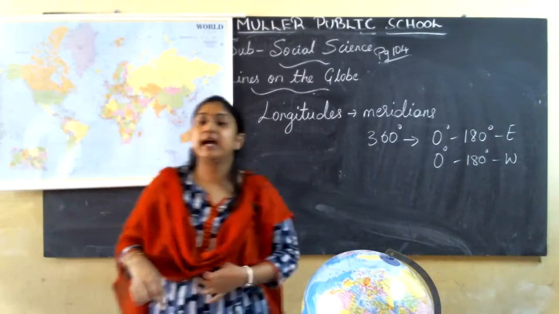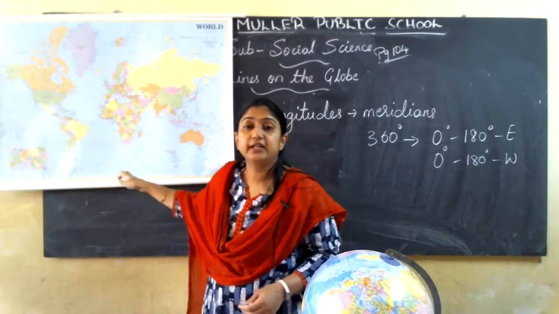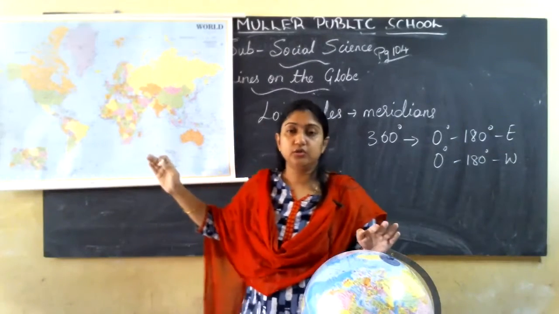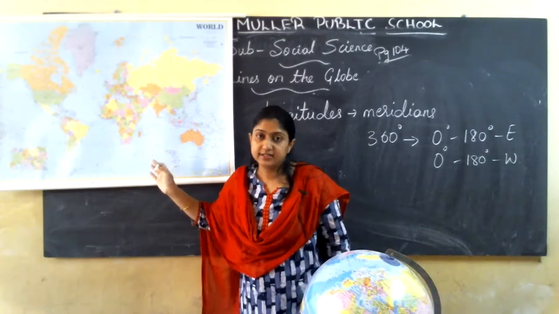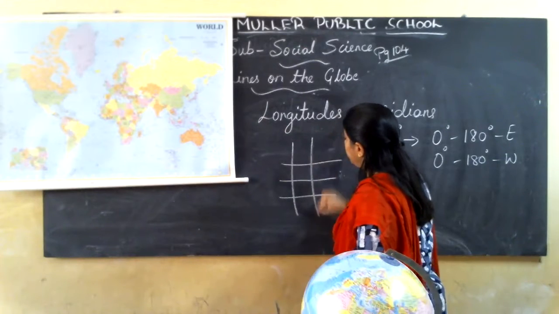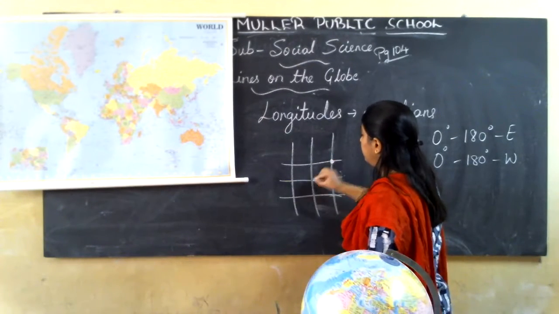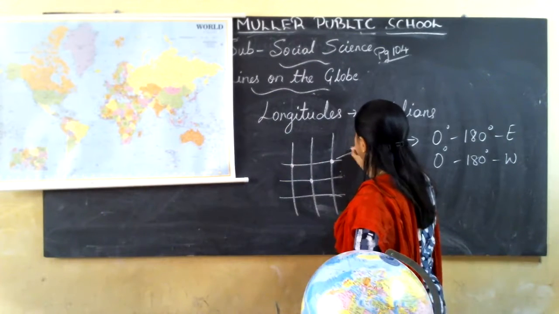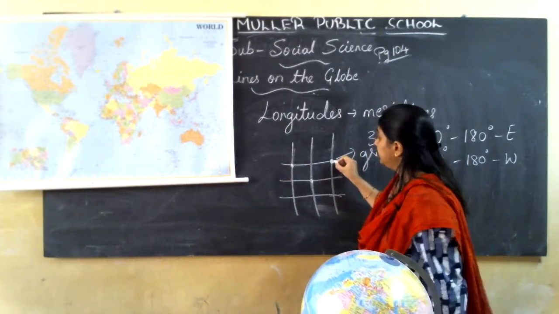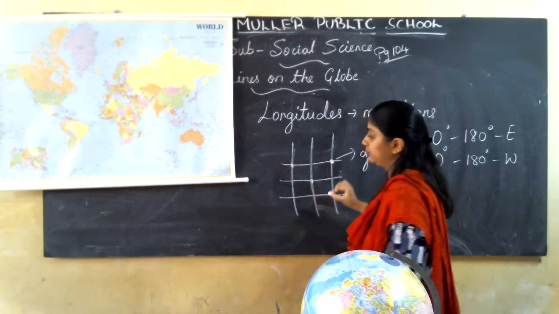And using, as I had told you, the longitudes are used to calculate what? Calculate time. The latitudes and longitudes are drawn on the map or on the globe to locate places easily. So the latitudes are horizontal lines and longitudes are vertical lines, isn't it? Wherever the latitude and longitude meet is called a grid. This is in the form of a grid. Yes. And where these two meet, that point tells the location of the place.